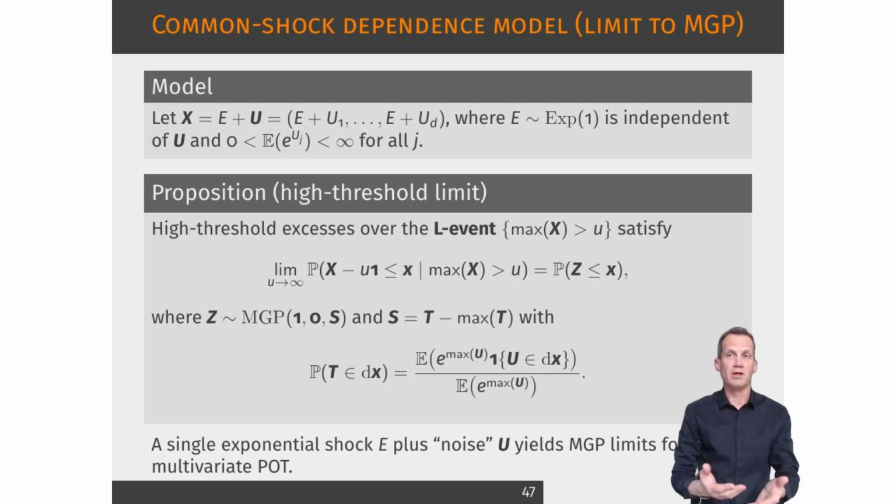This slide provides an illustrative model leading to a multivariate GP limit. The random vector is built from a common exponential shock plus a noise vector. The common shock creates simultaneous tail behavior, while the noise vector introduces heterogeneity across components. The proposition states that, conditionally on a high L-type exceedance, the excess vector converges to a standard multivariate GP distribution. The dependence object in the limit is obtained from a tilted version of the noise distribution. The takeaway is that a simple common shock mechanism naturally produces multivariate peaks over threshold limits.